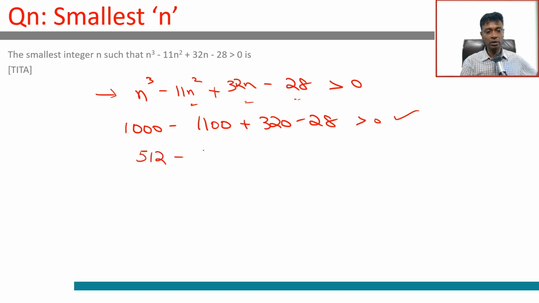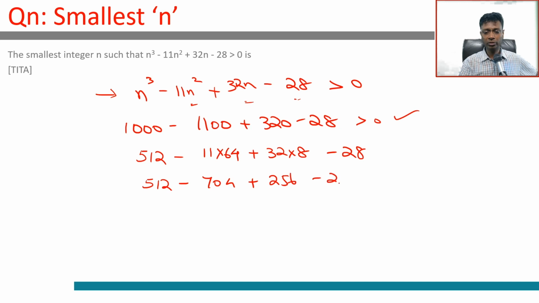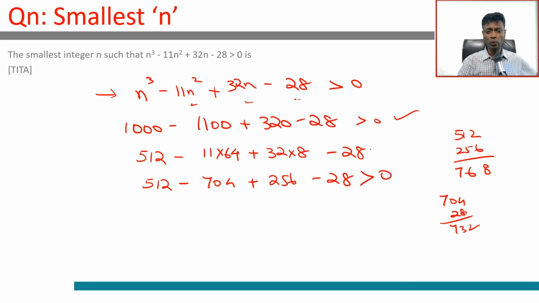So this is 512 minus 11 into 64 plus 32 into 8 minus 28. So 512 minus 704 plus 32 into 8, which is 256, minus 28. So 512 plus 256 is 768. 704 plus 28 is 732. So 512 plus 256 is greater than 704 plus 28. So 8 works. Already I'm beginning to sense that 7 won't work.